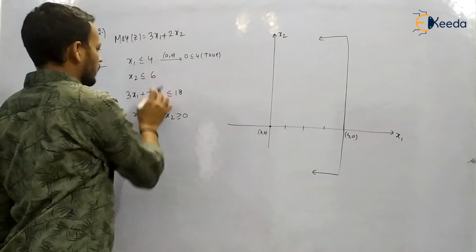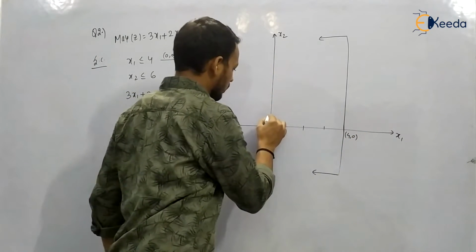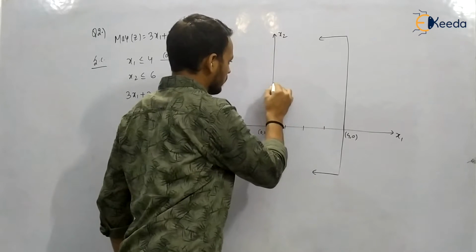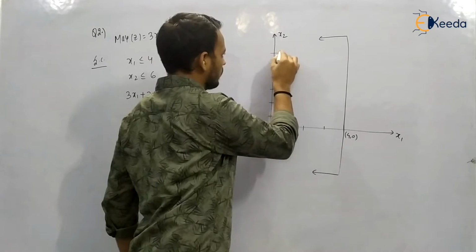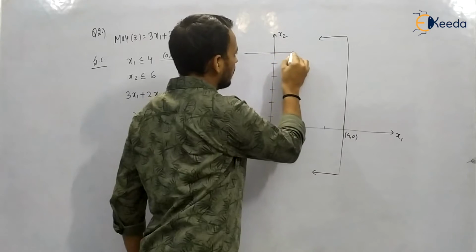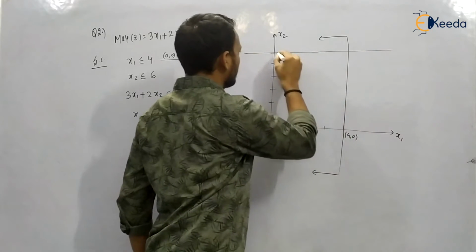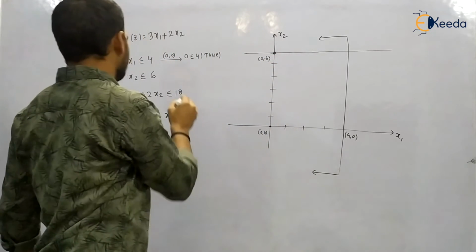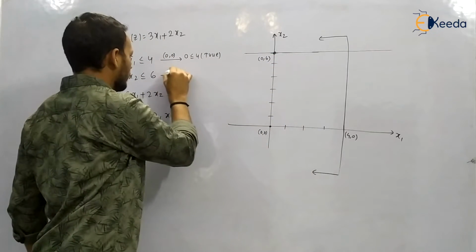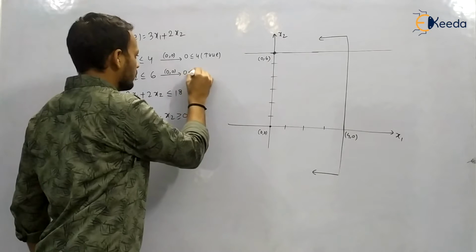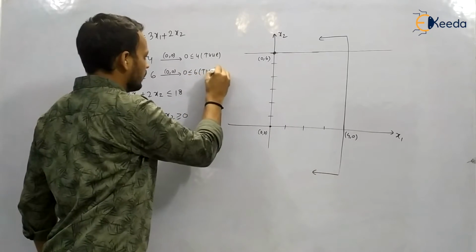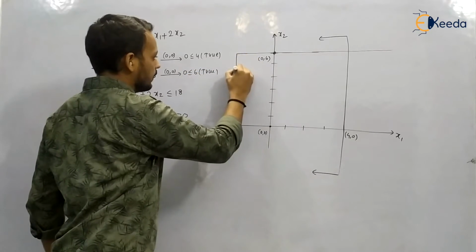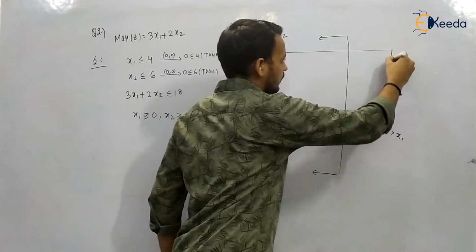Now x2 is 6, so you can plot it. This is 0 comma 6, and putting 0 comma 0 here gives 0 less than or equal to 6. So the condition is again true. True means the graph is shaded towards the origin.